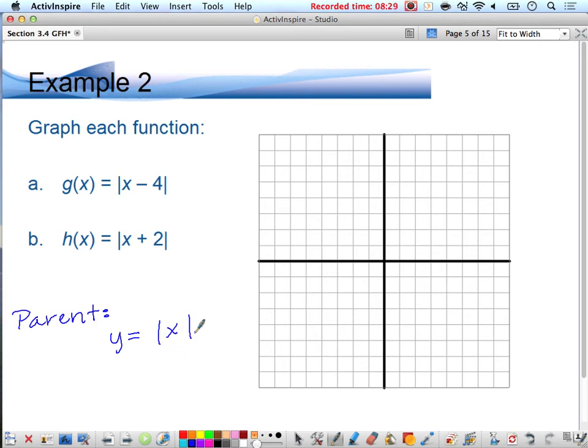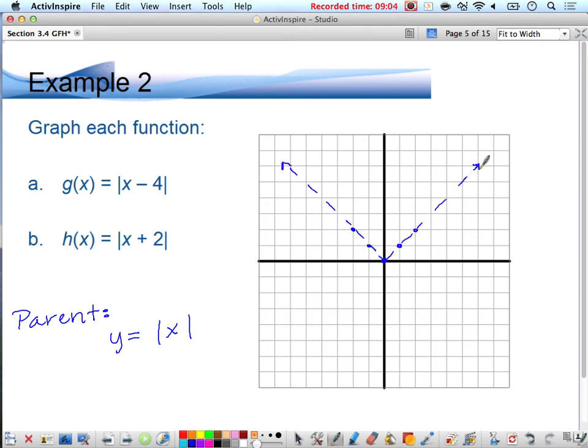That's your parent function. It still has the same parent function no matter where the translation is. So basically, if you remove all the numbers from there, and you leave just the symbols and the variable, what do you have? So if you remove the shifts, what do you have left? So you have y equals absolute value of x. Let's go ahead and drop that on the graph. We know that y equals the absolute value of x has the points 0, 0, 1, 1, 2, 2, negative 1, 1, negative 2, 2. So there's our parent function.